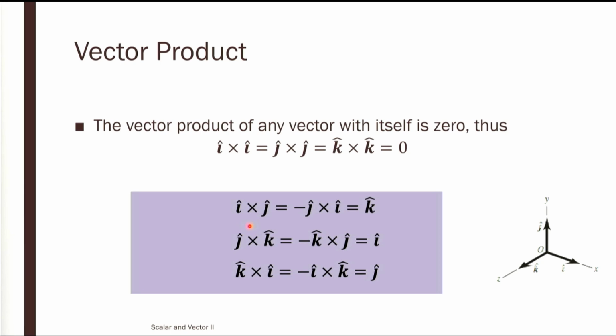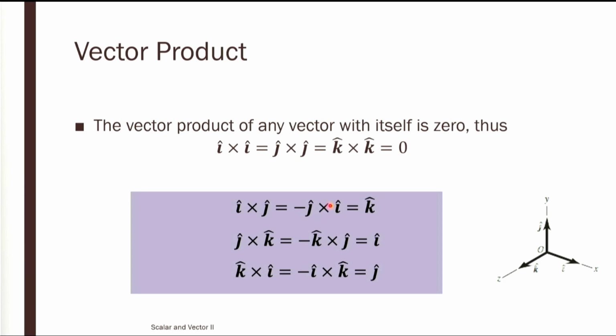However, if we have i cross j, using our right hand rule on this formula, we obtain our direction along k. When we have j cross k, we get our direction along i. And when we have k cross i, our direction will be along j. And we have learned that the cross product of two vectors is anti-commutative, meaning that i cross k will give us the reverse, which is minus j. And k cross j will give us minus i. And i cross j will give us minus j cross i.